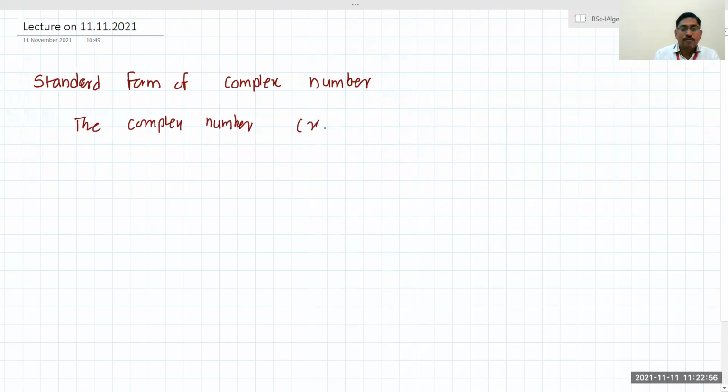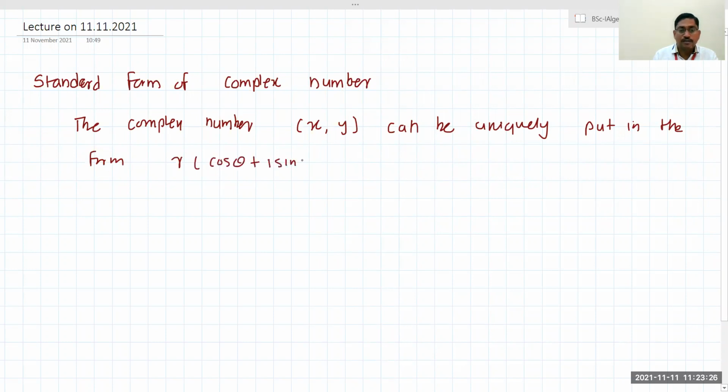You either write x plus iy or x comma y, that is Cartesian coordinate format. X comma y is nothing but x plus iy. The complex number x comma y can be, this word is important, uniquely put in the polar form. R is the distance from origin multiplied by cos theta plus i sin theta. Or you can say r cos theta comma r sin theta. So this form is called the standard form of the complex number.